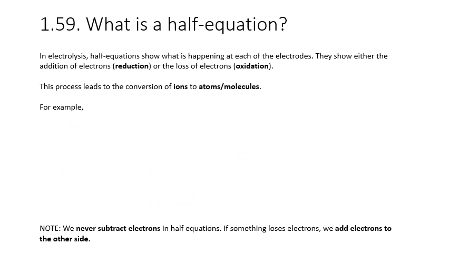The final thing you have to be able to do with regard to electrolysis is to write half equations that represent the production of the products at each of the electrodes. Now in electrolysis, half equations just show what's happening at each electrode. They show either the addition of electrons, i.e. reduction, or the loss of electrons, i.e. oxidation. Now this process of reduction or oxidation leads to the conversion of ions into atoms or molecules.